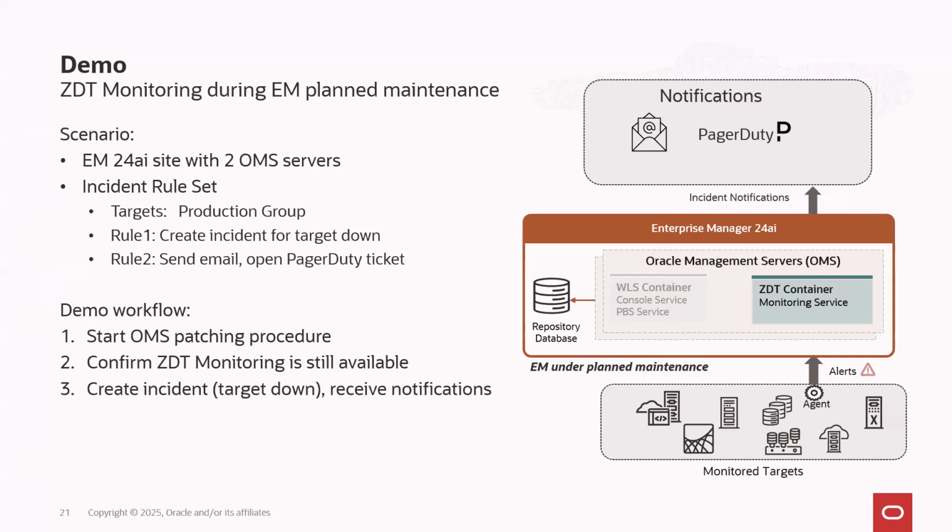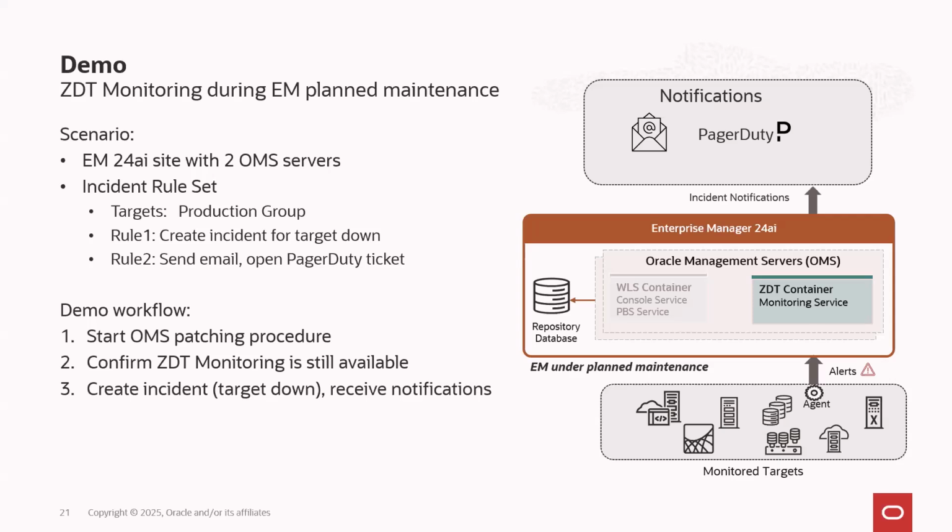In this demo, we have an EM24 site with 2 OMS servers. Again, we need at least 2 OMS servers for ZDT monitoring. In this site, we've set up an incident rule set that applies to our production group. In this rule set, the first rule says if there is a target down event, create an incident. And the second rule is for this incident, send email and open a PagerDuty ticket.